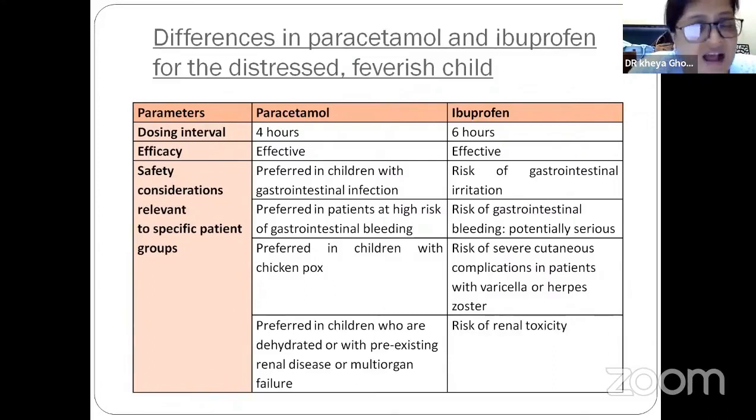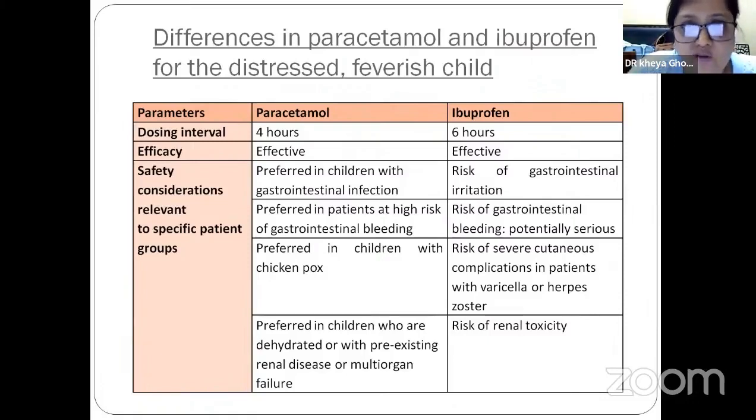Maybe sometimes ibuprofen has a higher edge and is more effective, but the safety profile is much better with paracetamol. It is preferred in children with GI infections, and in any condition where there is a risk of bleeding, for example pre-existing gastritis, or GI infections like typhoid and dengue, as I said before. Ibuprofen has a risk of gastrointestinal irritation, mainly gastritis, and it may lead to bleeding in the GI tract. So paracetamol is preferred in patients at high risk of GI bleeding, and in children with other diseases like chickenpox. I would also like to mention especially dengue, because ibuprofen has a risk of severe cutaneous complications in patients with varicella or herpes zoster. And also, as I mentioned, in dengue they have a high risk of GI bleed.